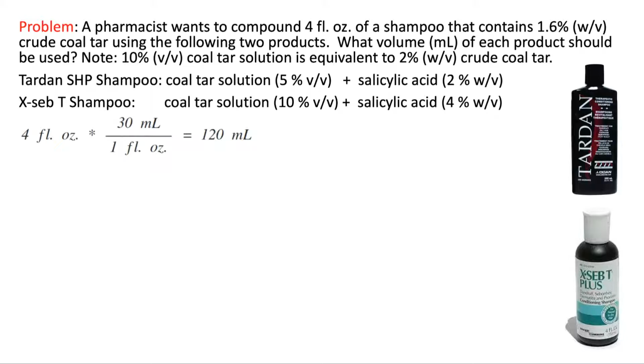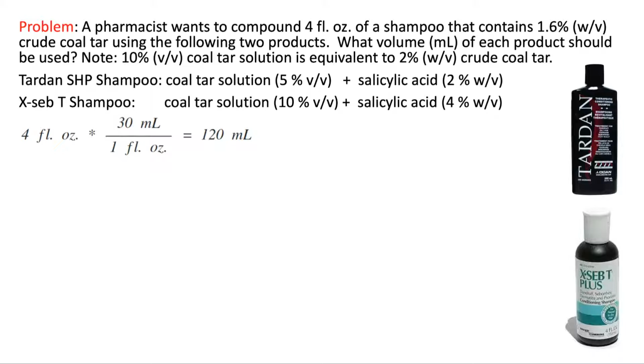So my first step would be, okay, what total amount of shampoo, when I combine these 2 together, is needed? The total amount I need is going to be 4 fluid ounces. Let's convert that. So 4 fluid ounces times the fact that there are 30 milliliters for every 1 fluid ounce. Fluid ounce cancel. And really what I'm saying is I need to compound 120 milliliters total of my 2 shampoos combined together.